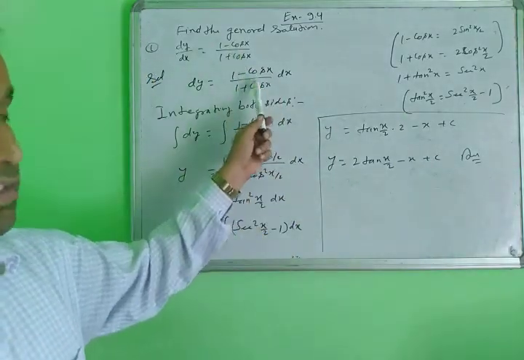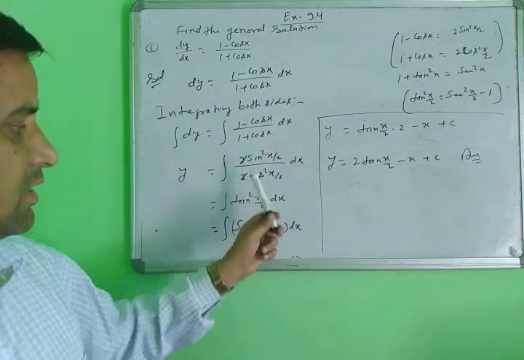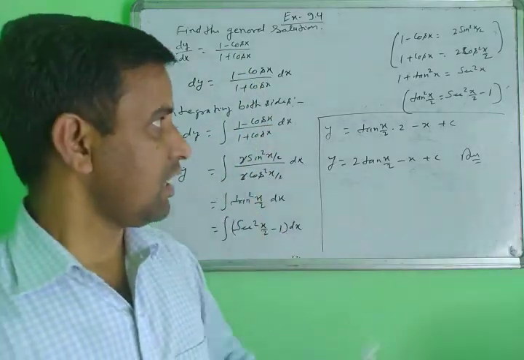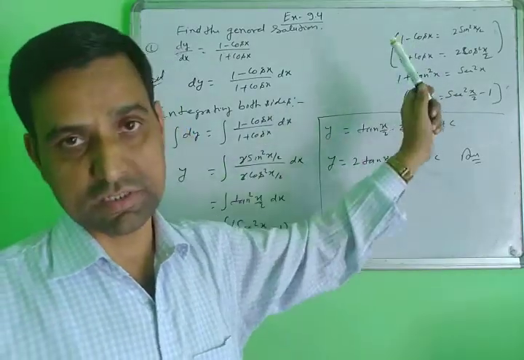First of all, separate the variables, then integrate, and then you will find the answer. This is the helping identity of the integrations, trigonometry.